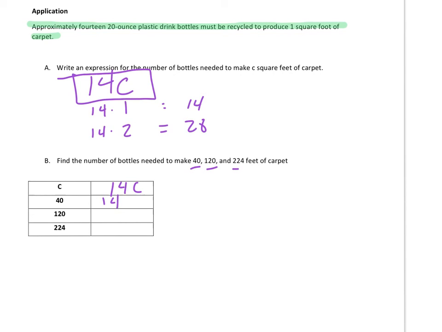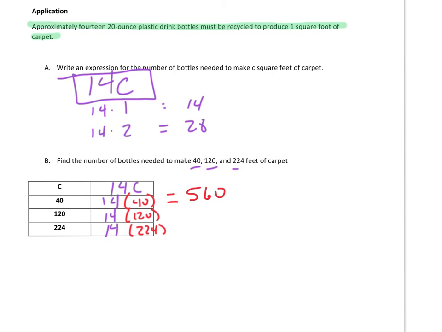So 14 is going to remain the number of bottles that we need for every 1 square foot of carpet. So now we're going to multiply it by how many square feet of carpet we want. So if I multiply this accordingly, I get 14 times 40, which is 560. So it would take 560 20-ounce plastic drinking bottles to create 40 square feet of carpet.